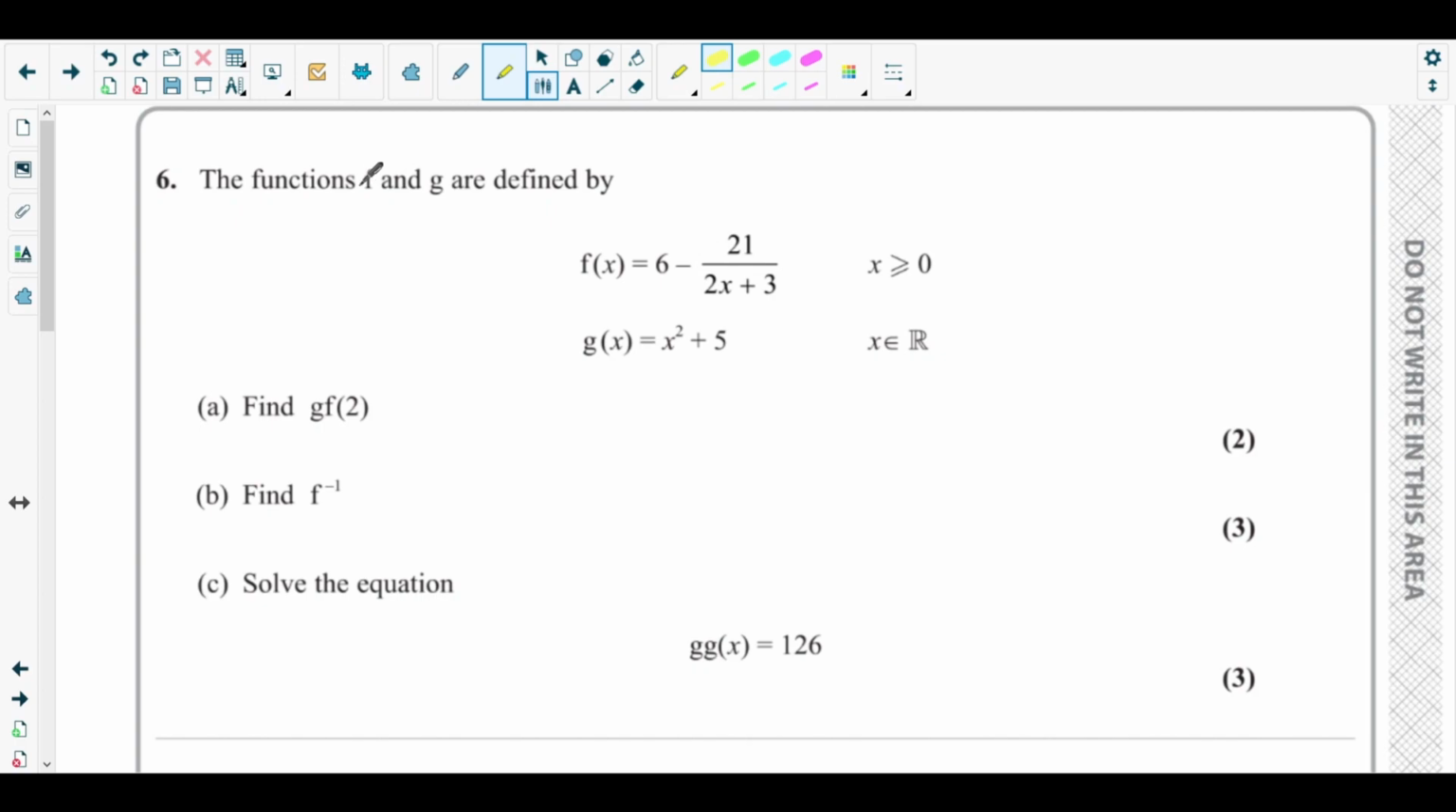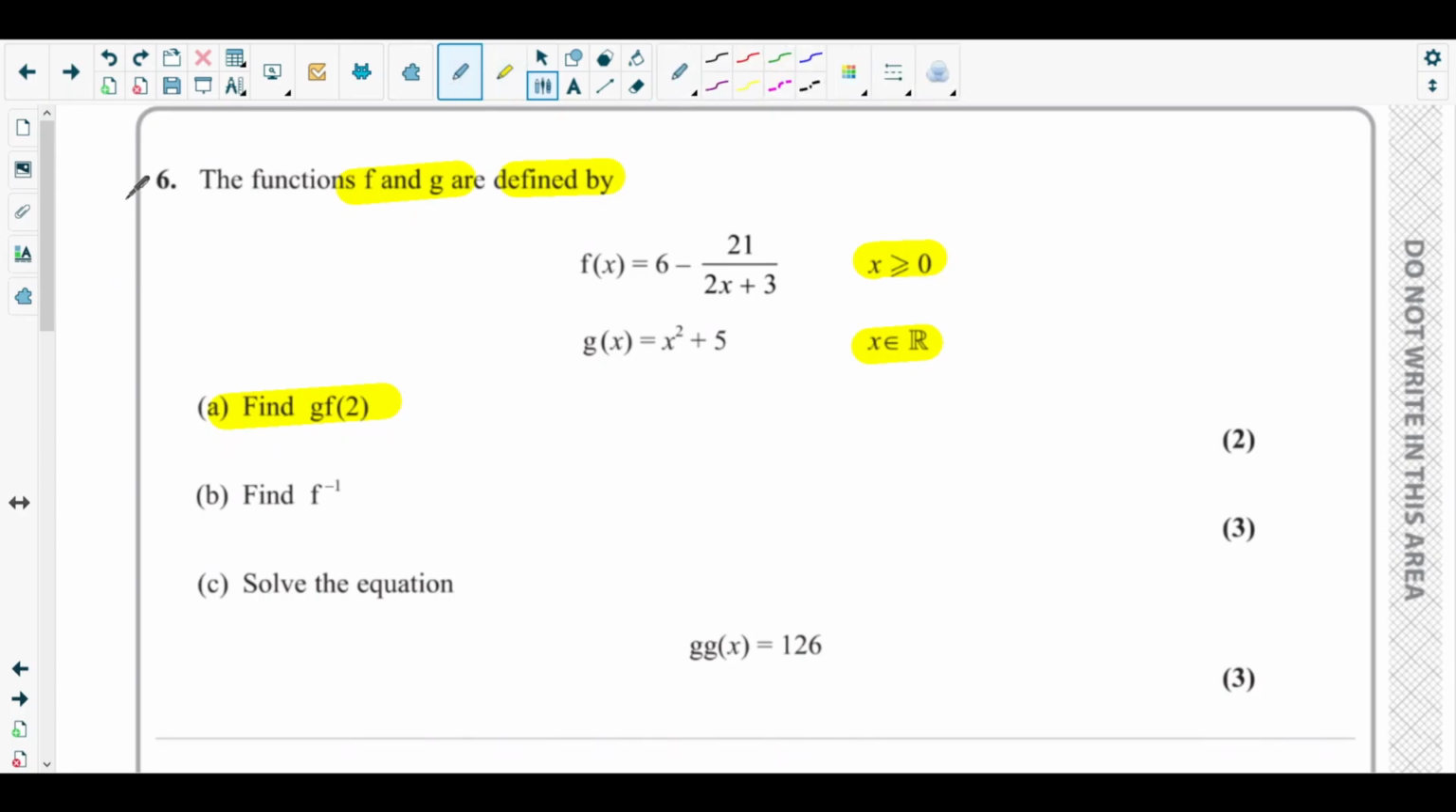The functions f and g are defined by f of x equals 6 minus 21 over 2x plus 3, where the domain for f of x is x greater than or equal to 0. G of x equals x squared plus 5. This is a quadratic function where its domain is x an element of the real numbers. Okay, so part A is asking us to find g of f of 2.